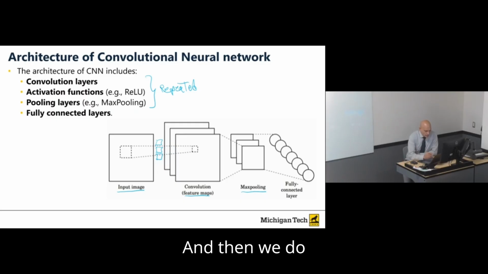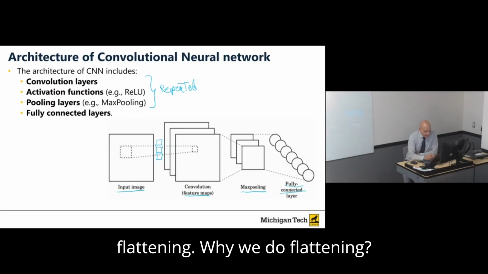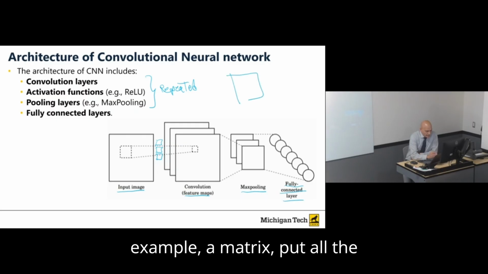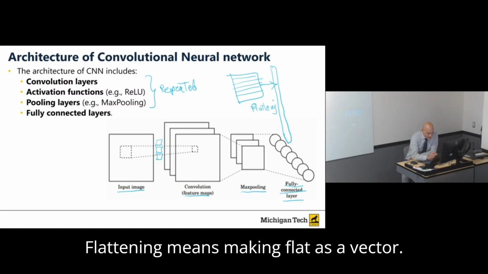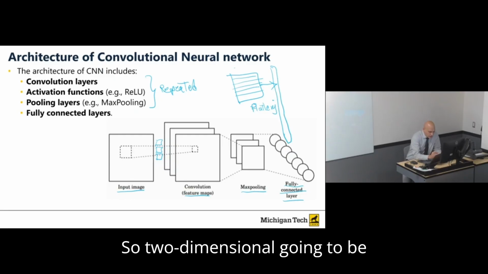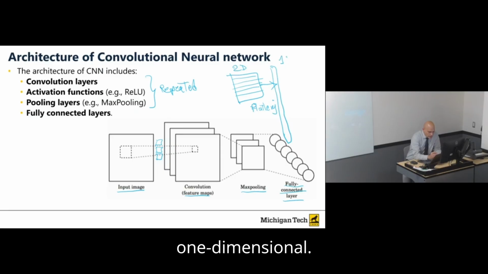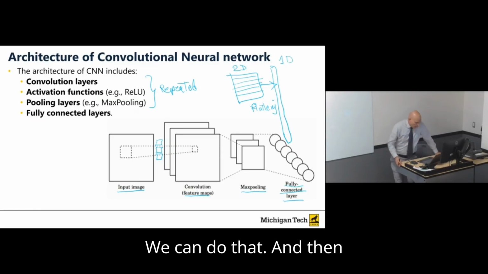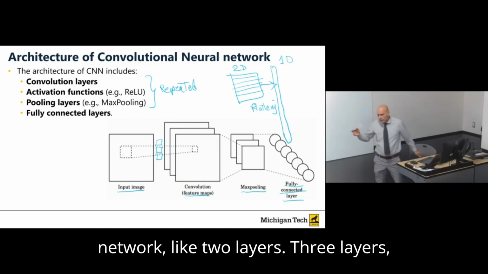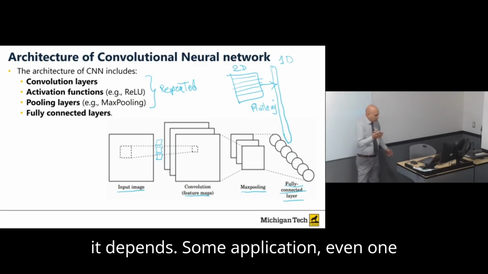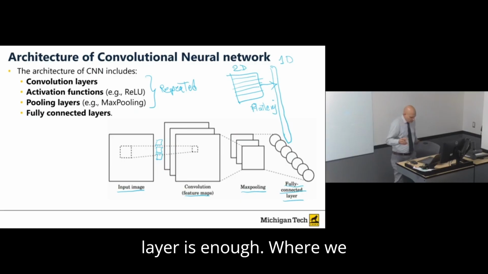And then we do flattening. Why do we do flattening? Flattening means if you have, for example, a matrix, you put all the lines in a big vector. That's called flattening. Flattening means make it flat as a vector. So 2-dimensional becomes 1-dimensional. We can do that, and then use a normal dense neural network, like 2 layers, 3 layers, it depends. In some applications, even 1 layer is enough.